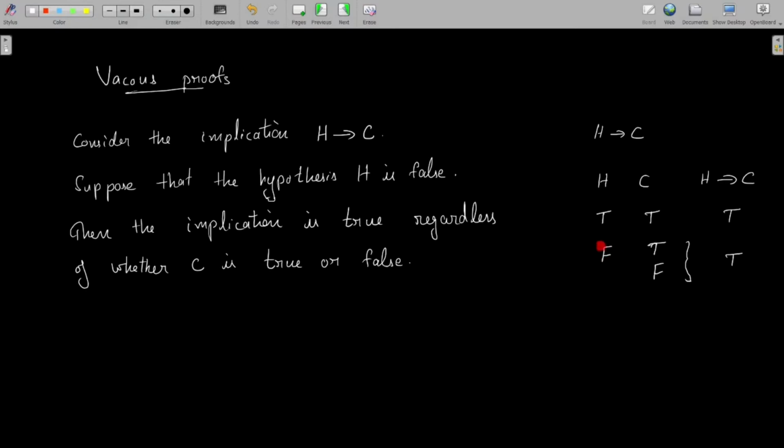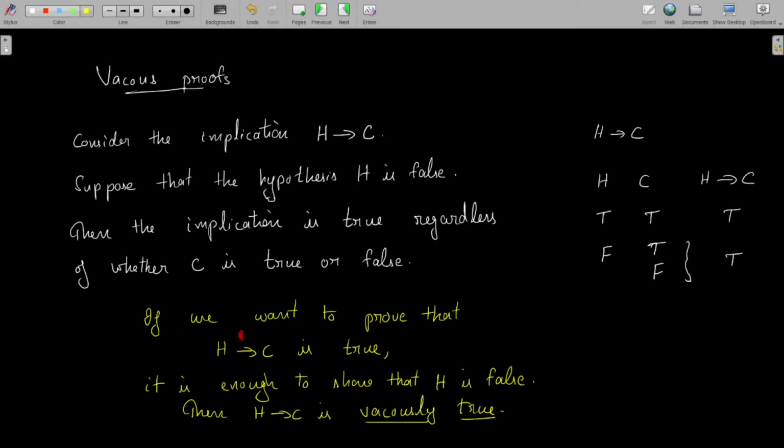This is the situation here. We assume that the hypothesis H is false. Then we need not check whether the conclusion C is true or false. Vacuously, the implication H implies C is true. Thus, the implication is true regardless of whether the conclusion C is true or false. Therefore, if we want to prove that the implication H implies C is true, it is enough to show that the hypothesis H is false. If H is false, then regardless of whether C is true or false, H implies C becomes true. In this case, we say that the implication H implies C is vacuously true.